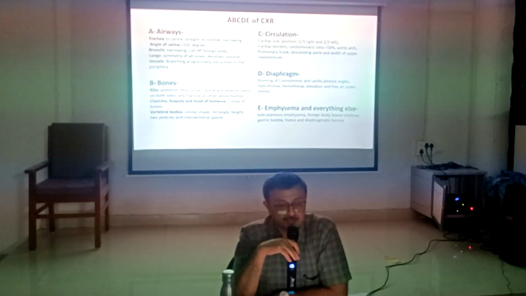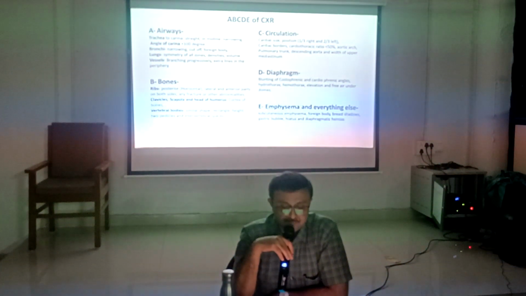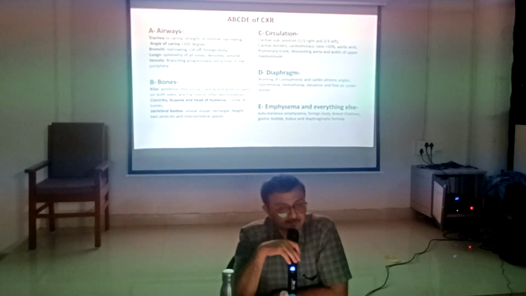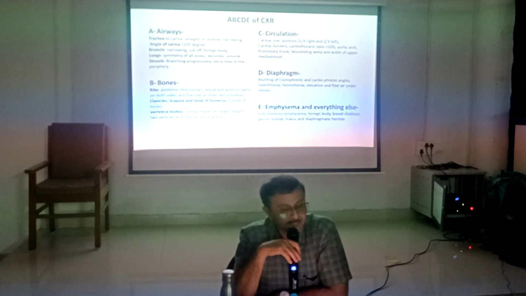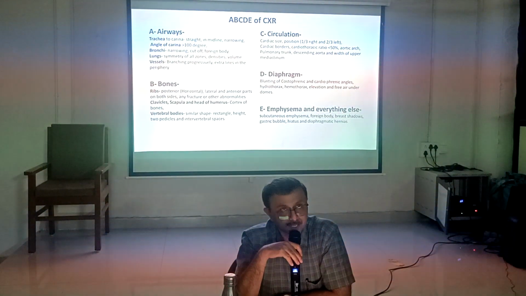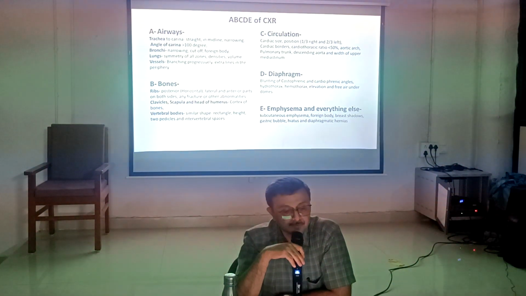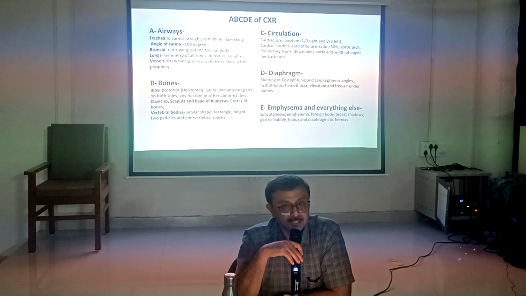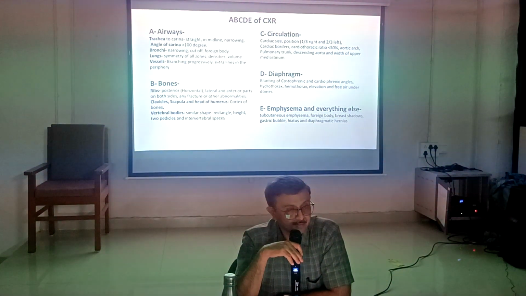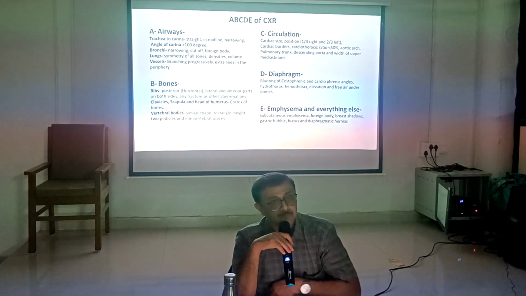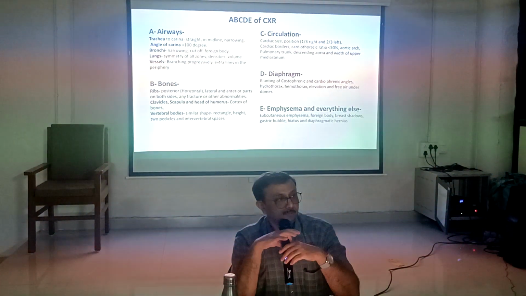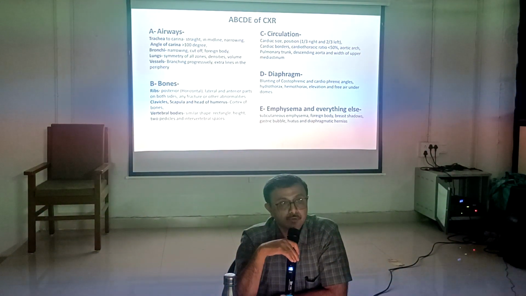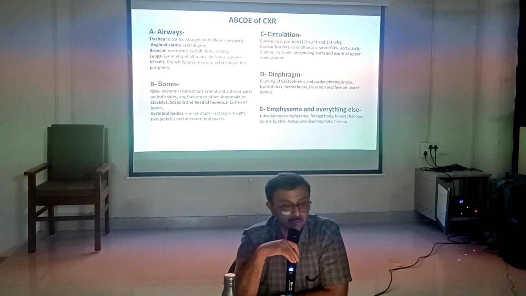Airway, bones, circulation, diaphragm, emphysema and everything else. Airway, just look at the airway first. Trachea to carina. Look at the trachea, look at the bifurcation. Straight in midline, any narrowing, angle of carina more than 100 degrees. If something is there, the angle of carina will be enlarged. Bronchi: see the bronchi, bronchial tree, narrowing, cut off, foreign body.